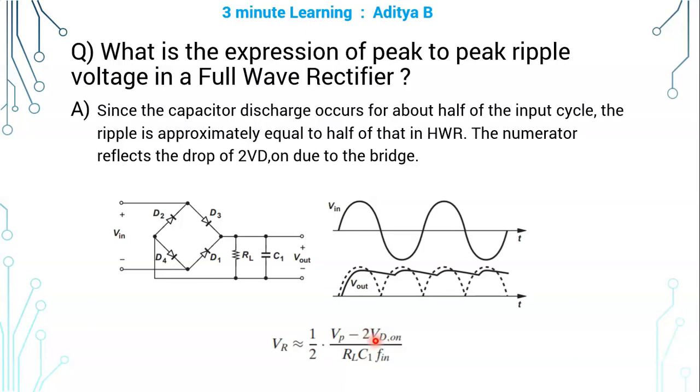The reason is, in half wave rectifier there is only one diode, and only one diode is on during the positive half cycles. But in full wave rectifier there are total 4 diodes, and 2 diodes are on during the positive half cycle and remaining 2 diodes are on during the negative half cycle. So in any half cycle, at a time 2 diodes are on. So we have to consider 2 diode drop. So instead of Vp minus Vd on, we have to use Vp minus 2 Vd on.